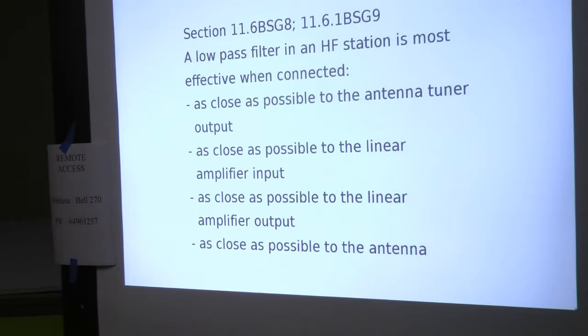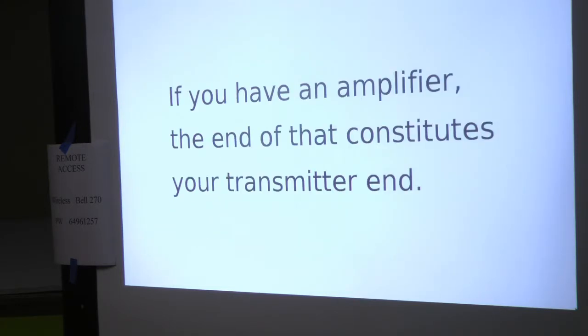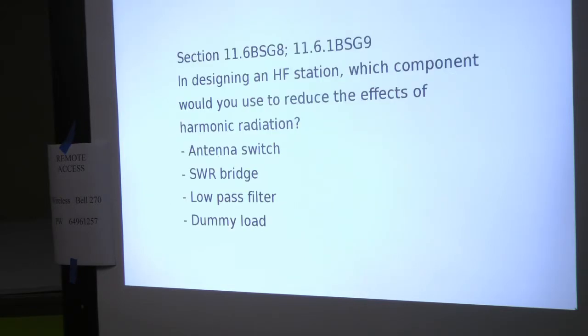...possible linear amplifier input. Output. No. It's the output. Right? So, a simple way to remember this: a linear amplifier is considered to be the end of your transmitter, right? So if you have an amplifier, the end of that constitutes where your transmitter is. So again, you want to put it at the end of the transmitter, which is the end of the linear amplifier. So, in designing an HF station, which component would you use to reduce the effect of harmonic radiation?